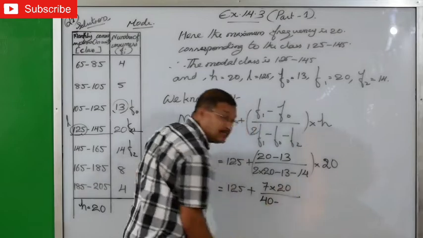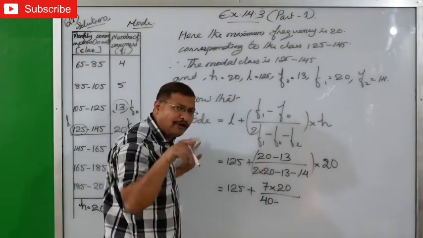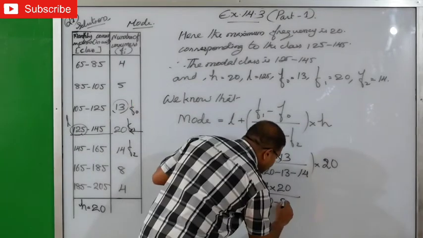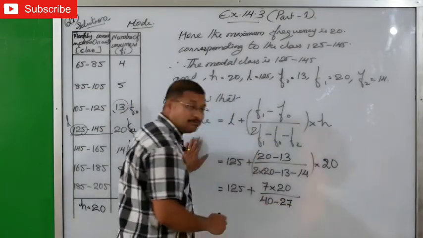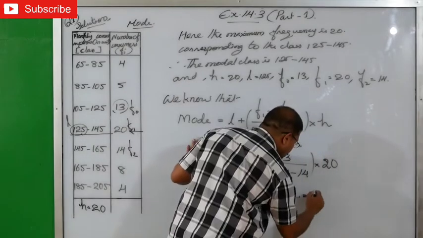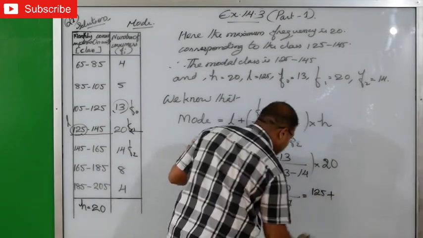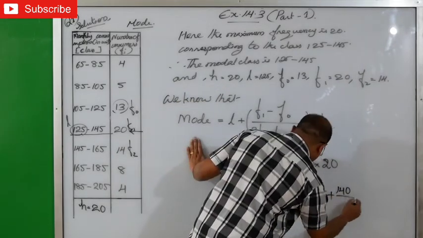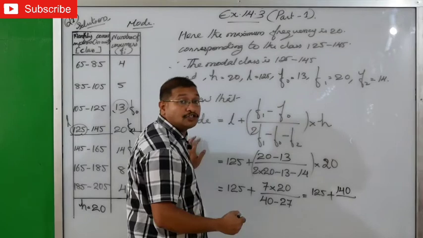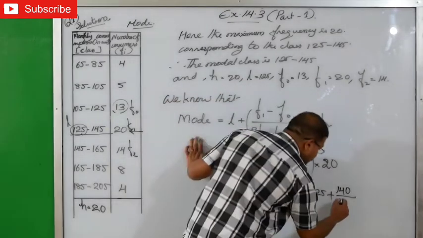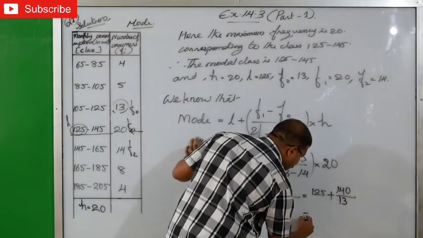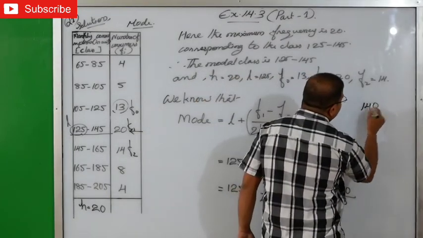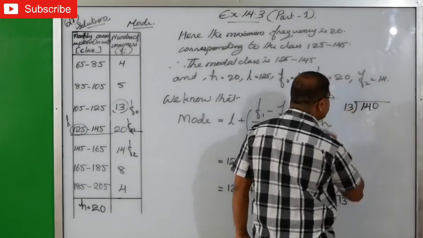Minus into minus is plus, that means 13 and 14 we have to add. So 13 plus 14 is 27. Of course it is minus. Equals 125 plus 7 into 20, 140, divided by 40 minus 27, that is 13. Equals. Now what will you do? We'll divide it, 140 divided by 13.